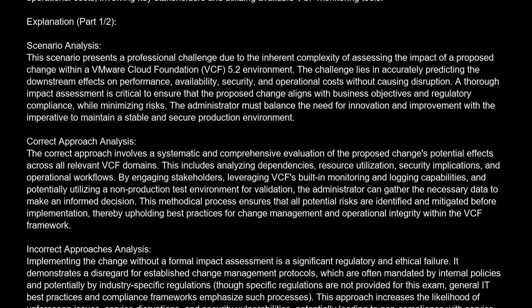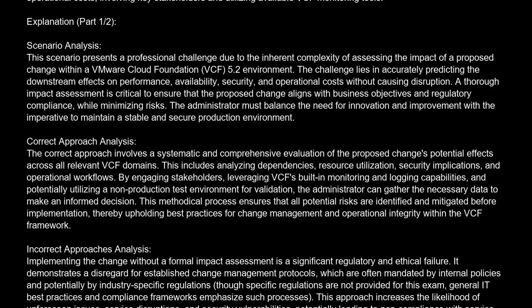Explanation. Scenario analysis. This scenario presents a professional challenge due to the inherent complexity of assessing the impact of a proposed change within a VMware Cloud Foundation (VCF) 5.2 environment. The challenge lies in accurately predicting the downstream effects on performance, availability, security, and operational costs without causing disruption.